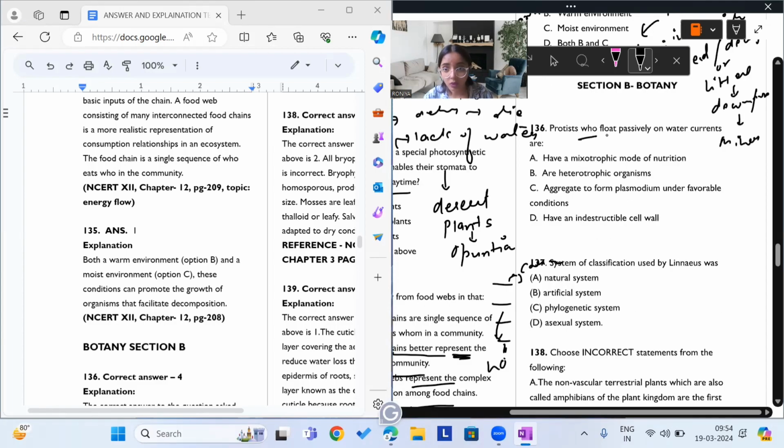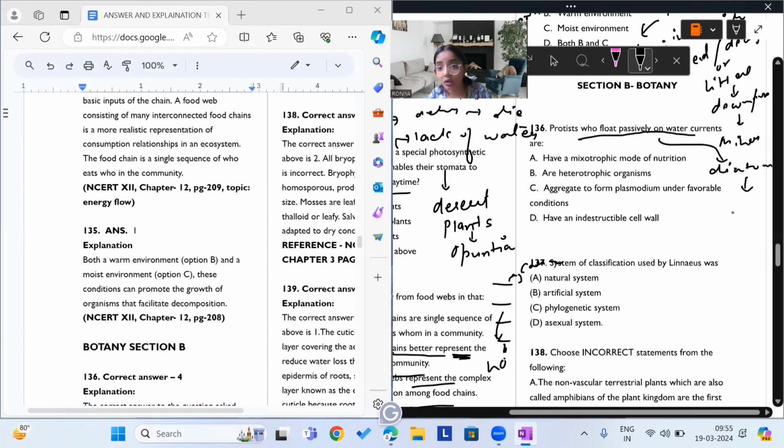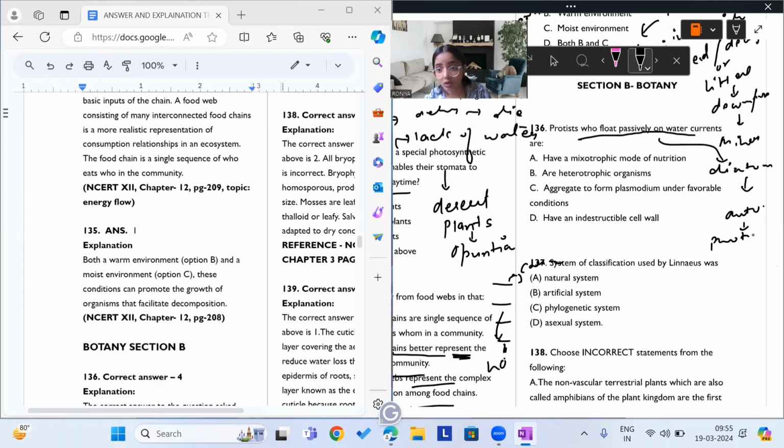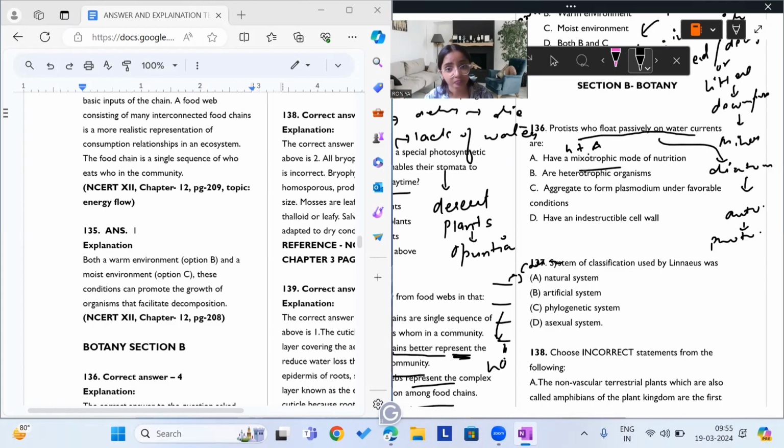Section B, botany. Protists who float passively on water currents are nothing but your chrysophytes, that is diatoms, and they are autotrophic, means they perform photosynthesis. So have mixotrophic mode of nutrition is wrong. What is mixotrophic mode of nutrition? Mixotrophic mode of nutrition is a type of nutrition which has both heterotrophic and autotrophic nutrition. Understood. So the diatoms do not have mixotrophic. So this statement is wrong.